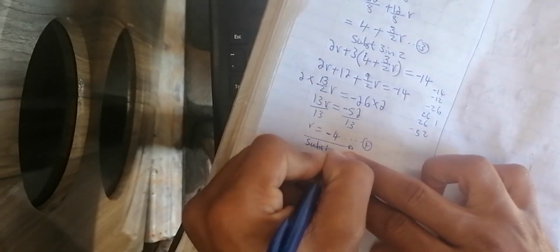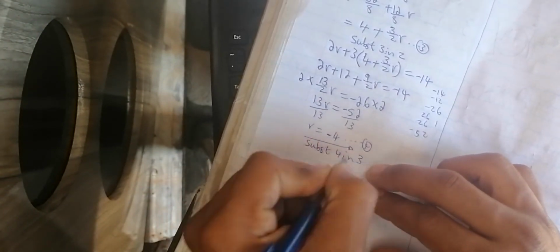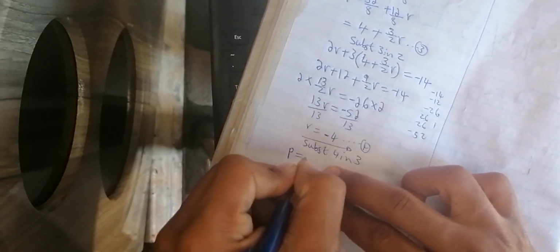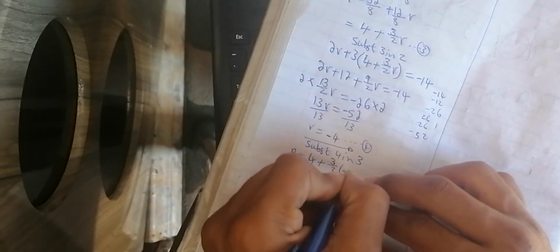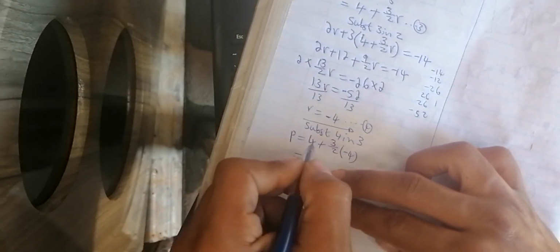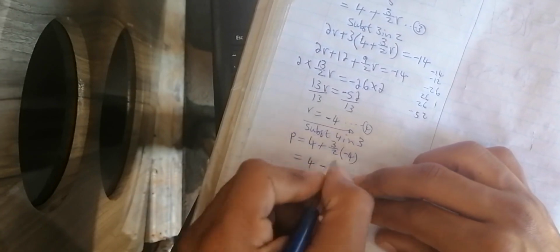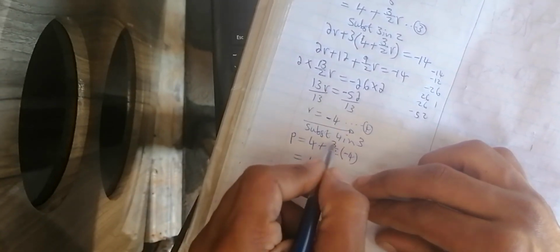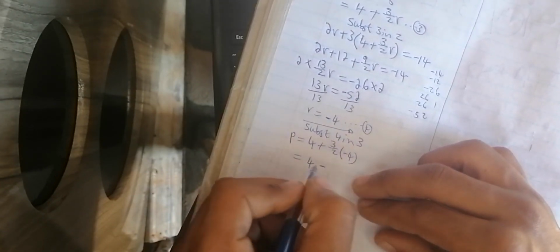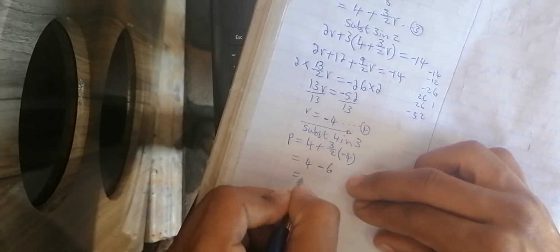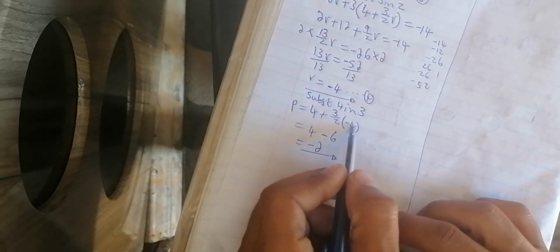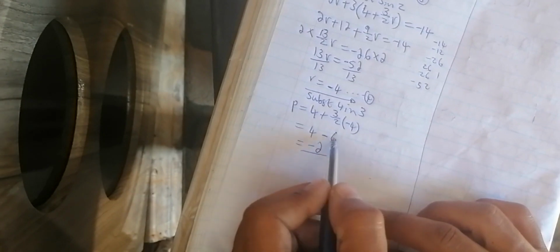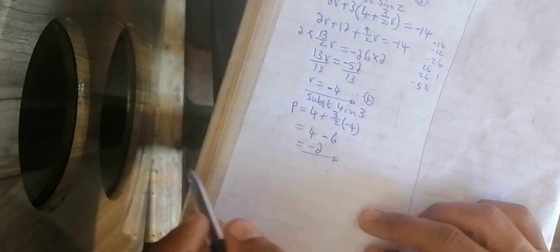And then I'm going to substitute 4 in 3, where P is equal to 4 plus 3 divided by 2 into minus 4. This would be 4 minus, this would give me 12 over 2, which is 6, and the answer is minus 2. Very good, because this time this is 12. 12 divided by 2 is 6. 4 minus 6 is minus 2.